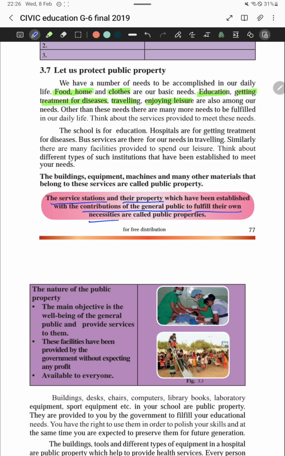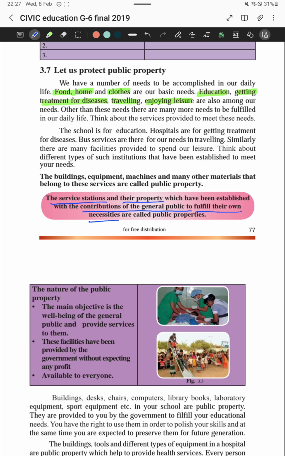So you know that when a hospital is created, it will be created by using your tax money, the money that you have paid as taxes, right? So that is for you. So if you are the person destroying the things, that means you are destroying your own things, right? That's why I'm telling you, public property means your property, but it has to be protected. It has a contribution of the general public. Everybody has paid taxes for the things that you are using as your public property.